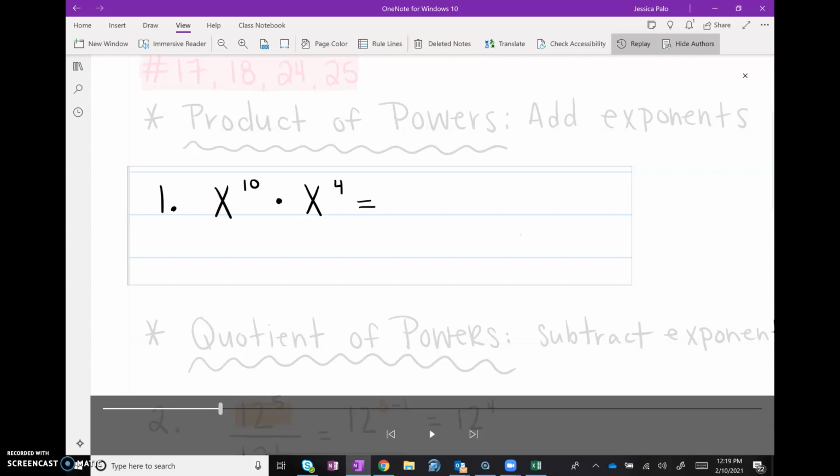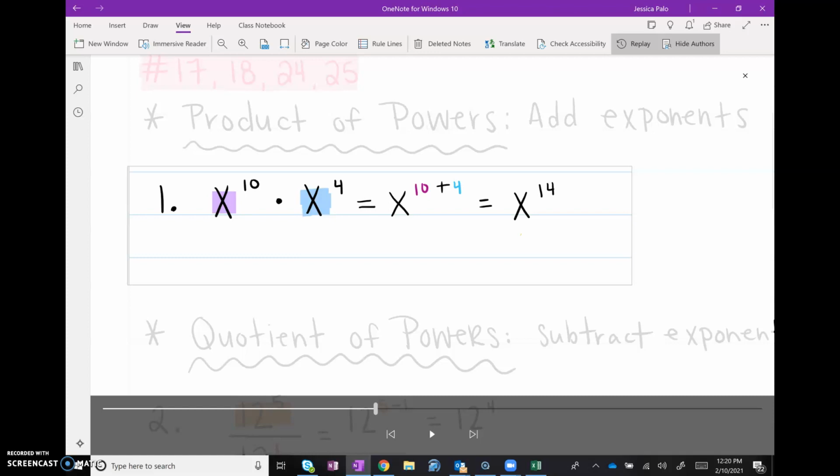So what we did was use the product of powers property, and the product of powers property tells us that if our numbers have the same base, we can add the exponents. Since our base numbers are both x, we were able to add our exponents together. So we would get x to the 10th plus 4, which equals x to the 14th power.